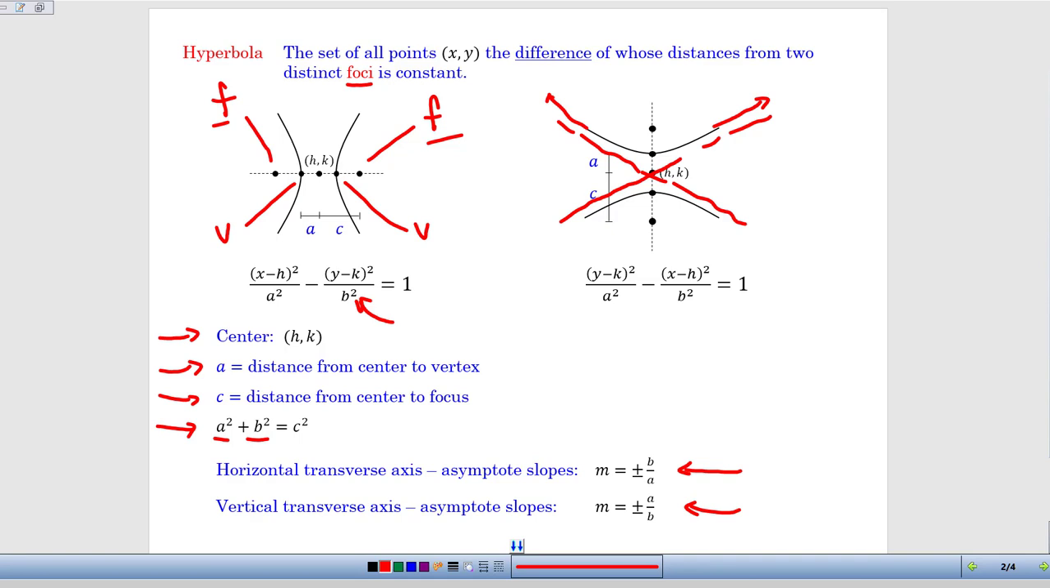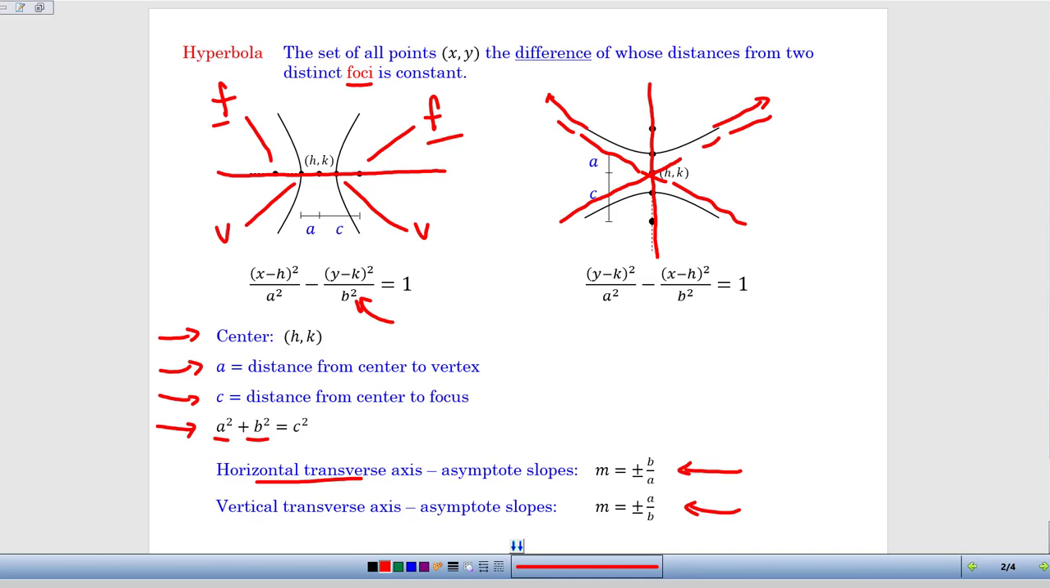Now I'll be honest, I can never just remember outright which one is which. So for a horizontal transverse axis, meaning when the axis that contains all of the center, vertices, and foci is running horizontally, then it's supposed to be plus or minus b over a. When it's a vertical transverse axis, it's supposed to be plus or minus a over b. So in the circumstance here, where all those points are on the same vertical line, it's a over b.